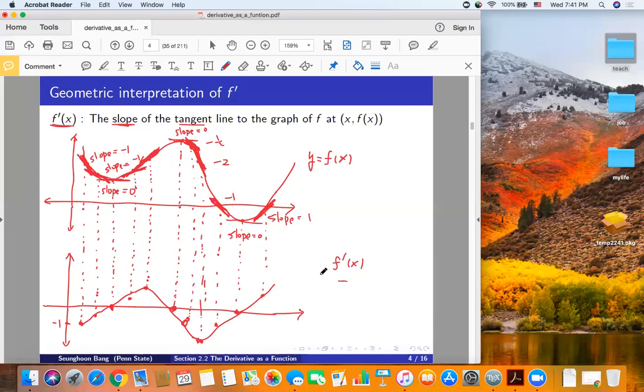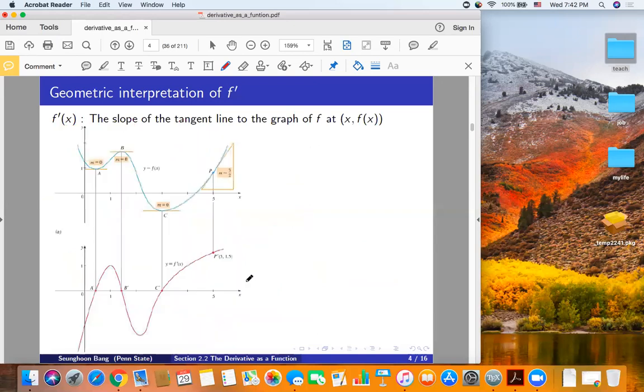This is f prime of x. This is the whole idea for sketching the graph of f prime. F prime is not the inverse. F prime of x is exactly the slope of the tangent line. This is the idea. It's good. This is not the inverse function.